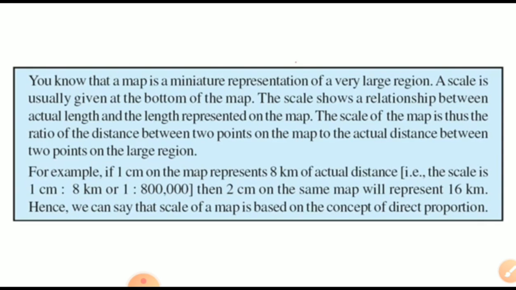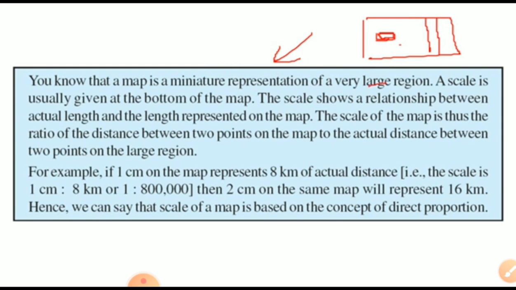Now you know that a map is a miniature representation of a very large region. A scale is usually given at the bottom of the map. The scale shows a relationship between actual length and the length represented on the map. The scale of the map is thus the ratio of the distance between 2 points on the map to the actual distance between 2 points on the large region.